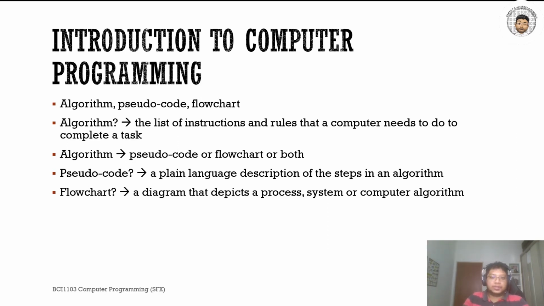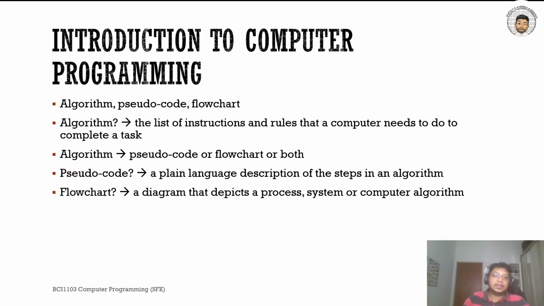So what is an algorithm basically? An algorithm is the list of instructions and rules that a computer needs to follow to complete a task. From the algorithm, we can construct pseudocode or flowchart or both. Pseudocode is almost like a program, but it's a description of the steps you need to take for the algorithm to work.